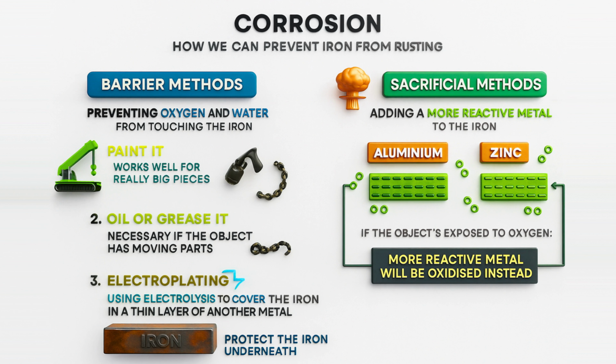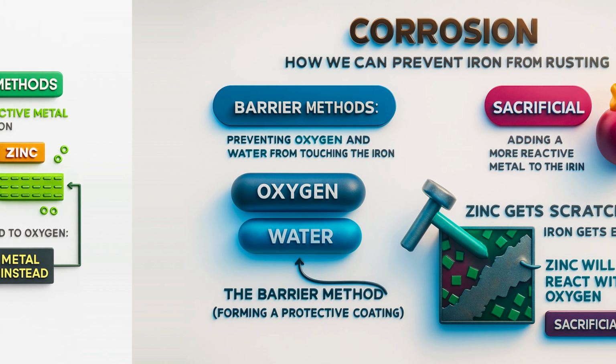One of the simplest is painting the metal surface, which is useful for large structures like bridges or ships. Another is applying oil or grease, which is especially important for machinery or moving parts such as bicycle chains that need lubrication. The third method is electroplating, which involves using electrolysis to deposit a thin layer of another metal such as chromium or tin onto the surface of the iron. This not only gives a protective layer, but often improves appearance as well.